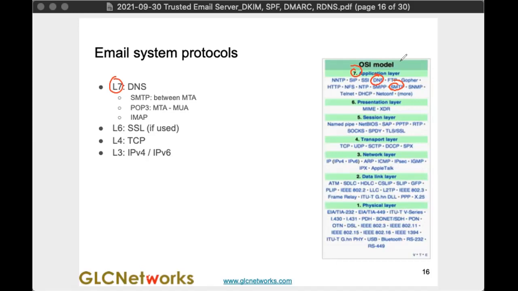If you want to download your message, usually we have POP3 here. POP3 is from MTA to MUA, or IMAP. It's not listed here, because there are so many applications in networking.